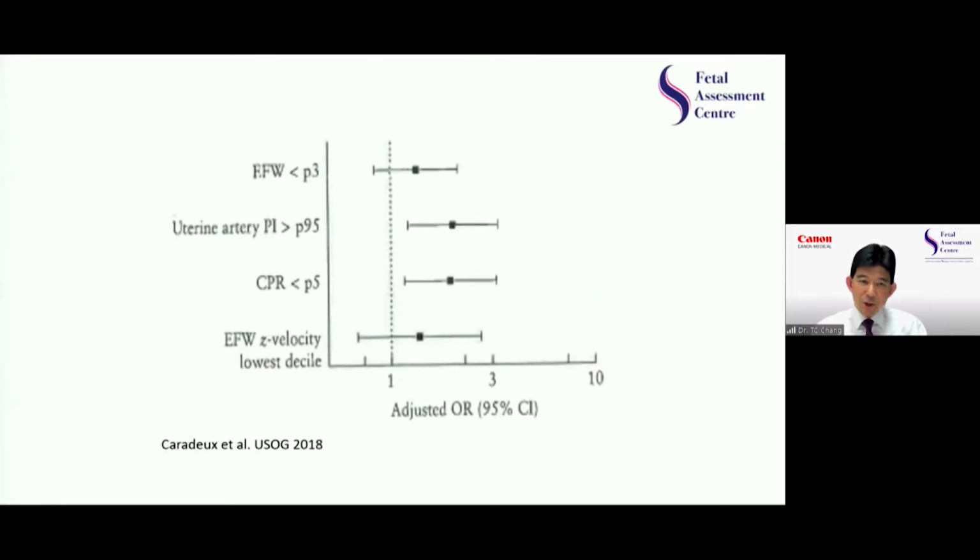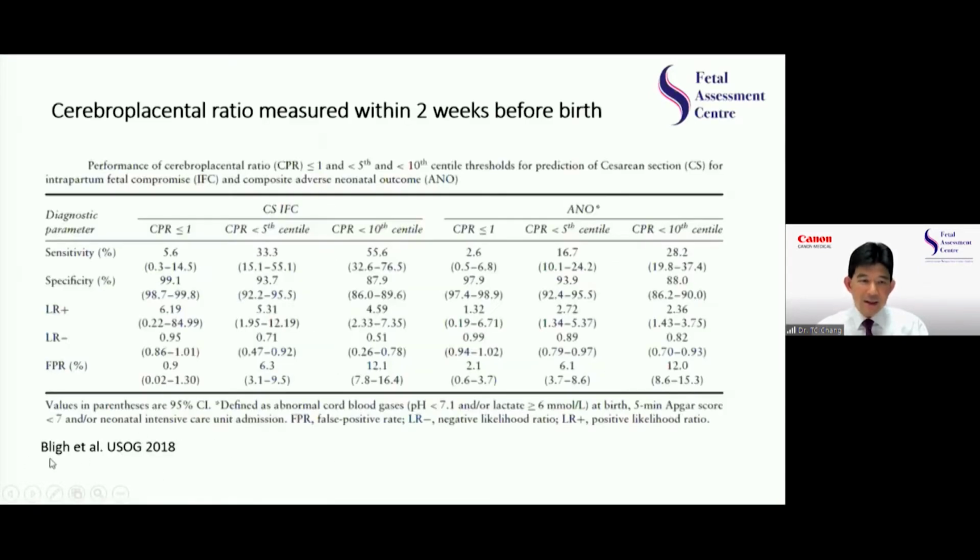The use of the CPR varies. There are studies that have used the cutoff of 5th centile, as I alluded to earlier, as in this study by Caradu and colleagues. There are other studies, like the study published by Bly and colleagues, a very good paper actually, whereby they looked at the 1st, 5th and 10th centile, and these were the CPRs that were all measured within 2 weeks before birth. And they demonstrated that you had the highest sensitivities and detection rates if you used the CPR of less than 10th centile prior to birth.